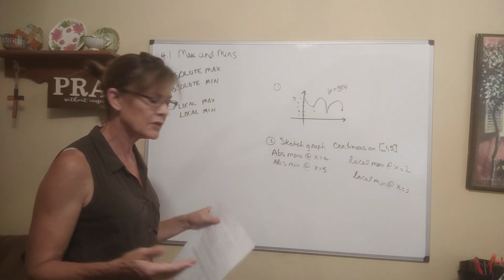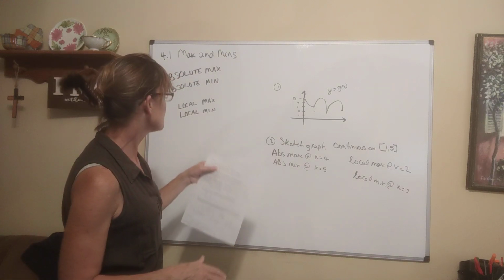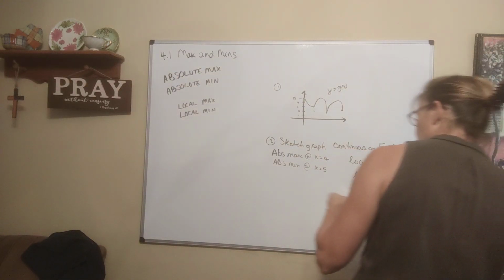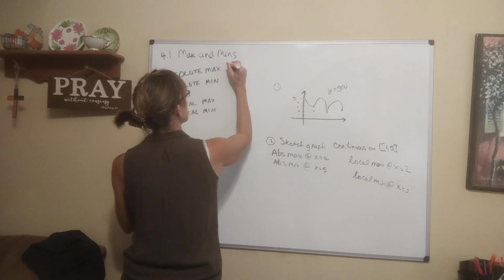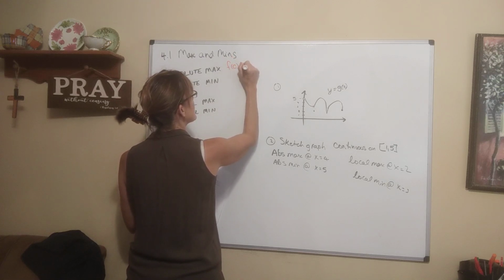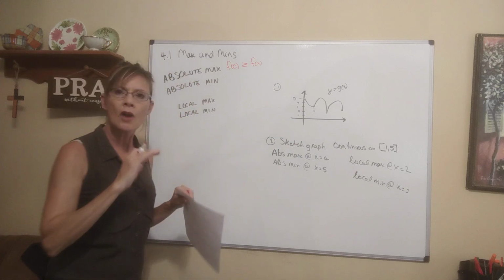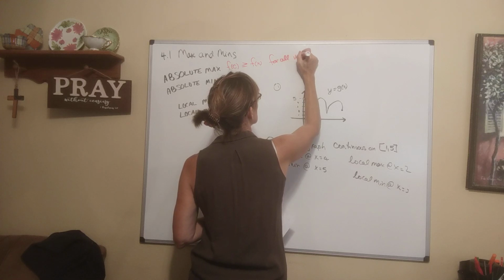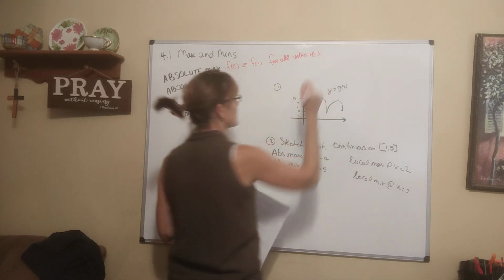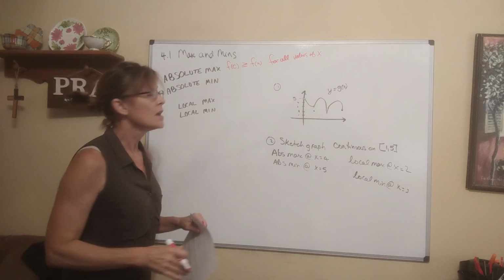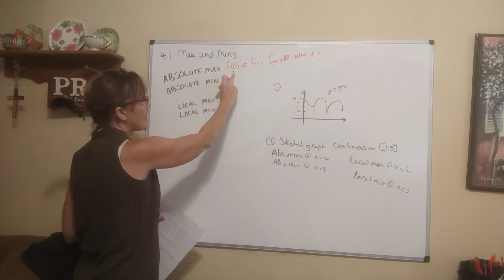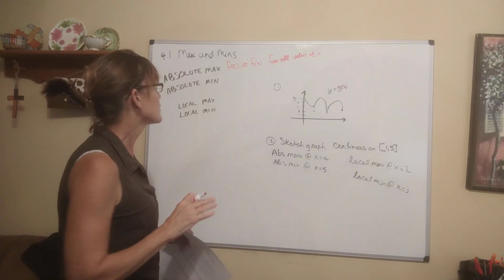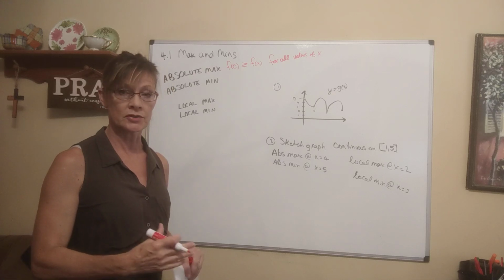On the worksheet that I've given you, it says f of c is an absolute max of the function f if, and I have a blank there, and this is what you need to put in the blank: if f of c is greater than or equal to f of x for all values of x in the domain. So if this y value is greater than or equal to every other y value on that function, then that is called the absolute maximum of the function.